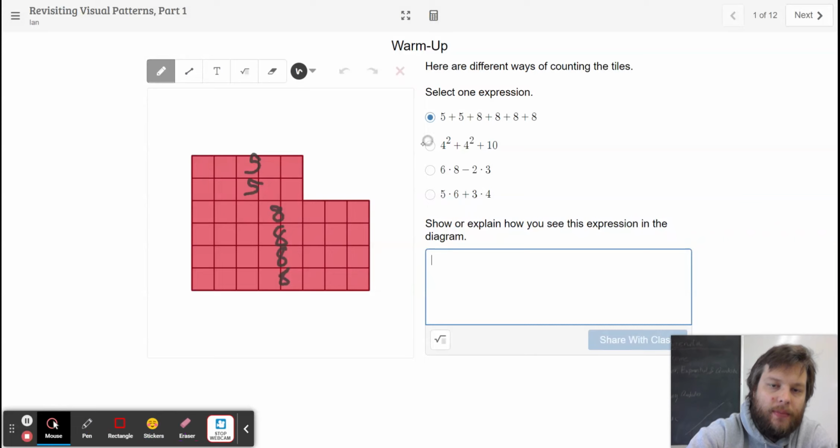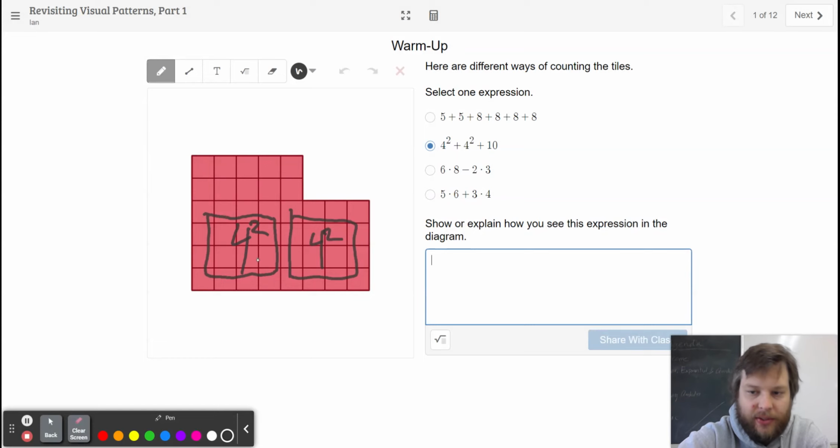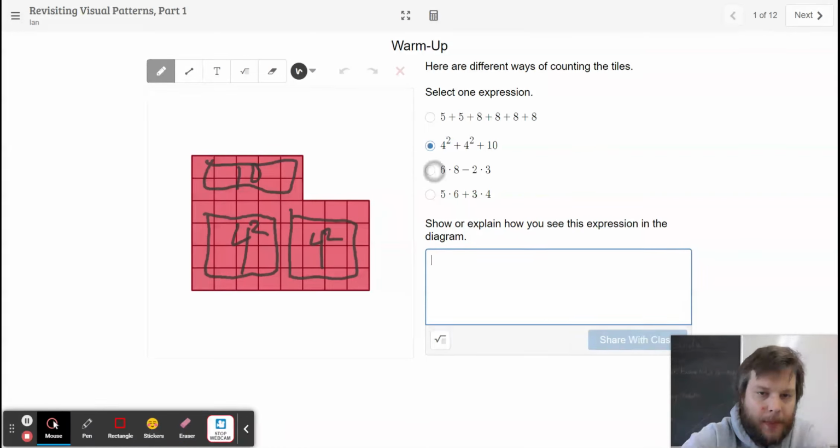Option two, 4 squared plus 10. That one would be by looking at, here's a 4 square. Squared just means times itself, but it also means the number of tiles that are in there. 4 squared is 16, which is how many tiles are in that shape. And then the 10 is represented by the two fives that we talked about a little bit earlier. So it's kind of cool. You can see it in that way as well.